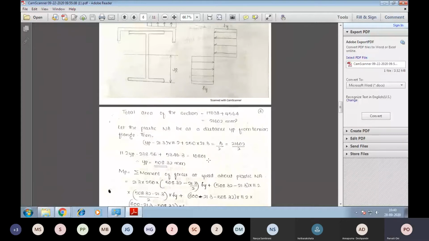I'll repeat once again. The plastic moment will be the summation of moment of forces at yield about the plastic neutral axis, right? So I am going to calculate the moment of this flange section and this web section with respect to NA. I have got the NA at a distance of 508.32, correct? So separately calculate the flange, separately calculate the web, and add it. Okay, so how are we going to calculate the flange? It is the area of this flange.